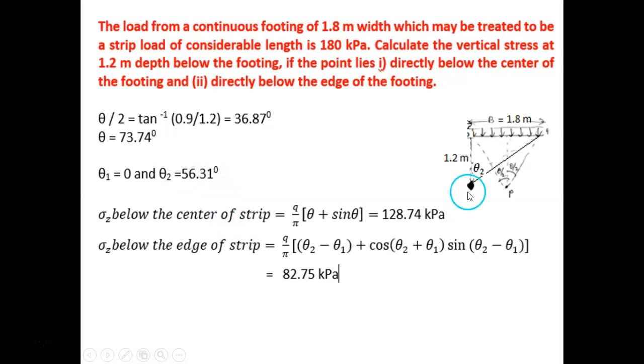Now, if the point is away from the strip load, then the equation is different, which is equal to q by pi into theta 2 minus theta 1 plus cos theta 2 plus theta 1 into sin theta 2 minus theta 1. Here this difference theta 2 minus theta 1 must be taken in radians. So, substituting these values, we will be getting the increase in stress at this point as 82.75 kilonewton per meter square.